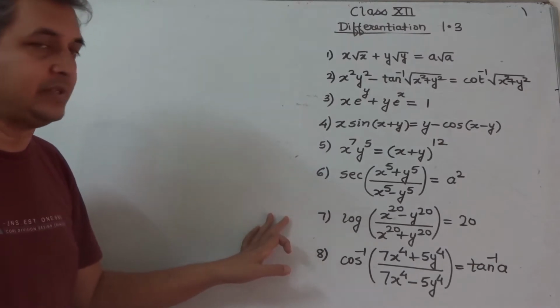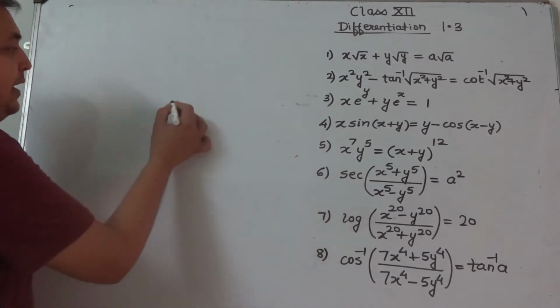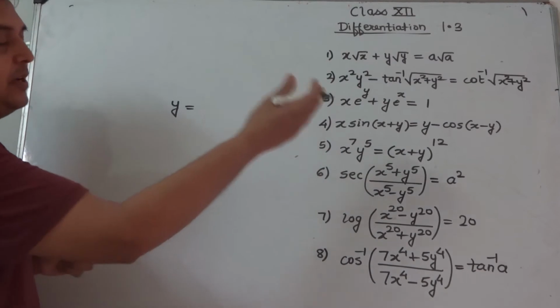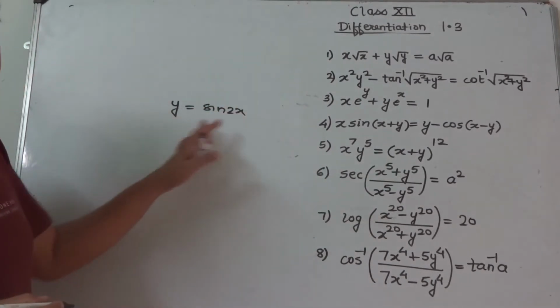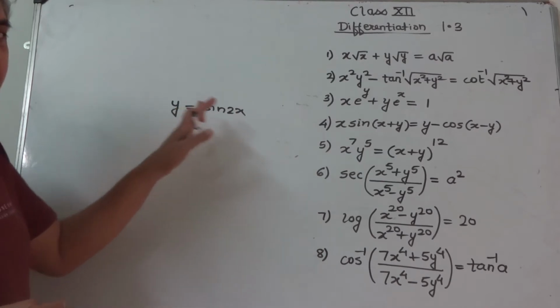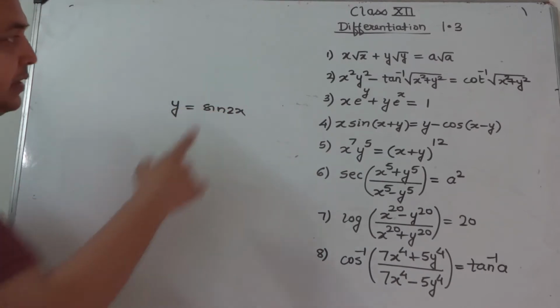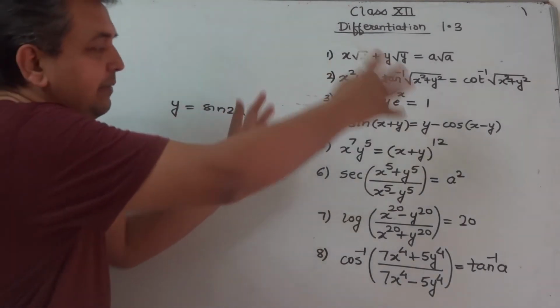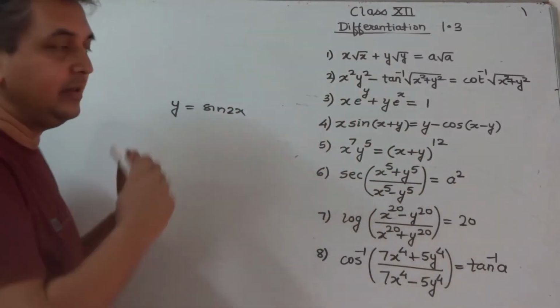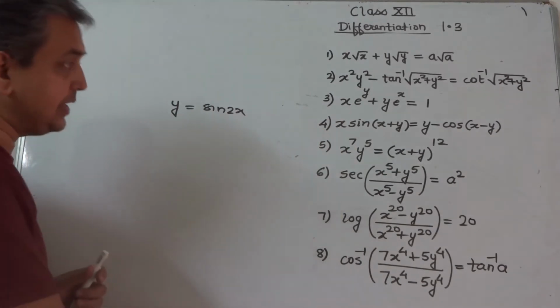Up till now we have seen the functions were like y equal to some function of x, for example sine 2x. This is called explicit function of x. Y is explicit function of x. Now here there is no y equal to function of x. X and y are mixed up here. Implicit function of x and y.